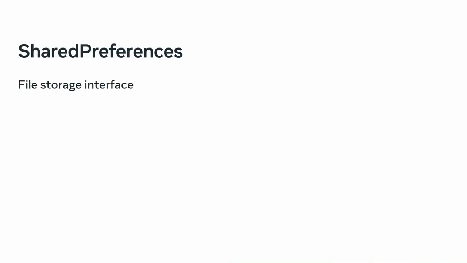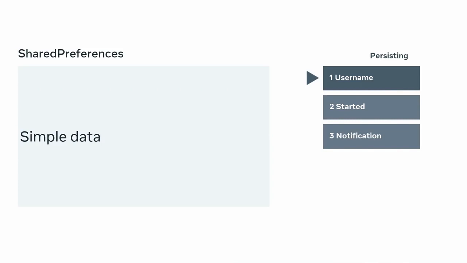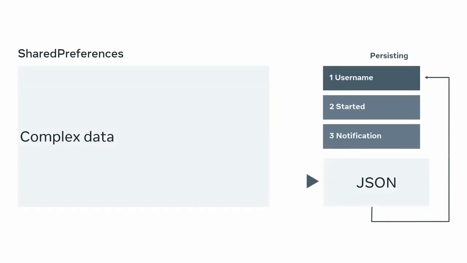Shared Preferences is a file storage interface that can be accessed from anywhere in your app where you have an Android context reference. Shared Preferences is ideal for persisting simple data that you only want to store as is, such as the name of the user, the last time the app was started, or user settings like a receive notifications preference. Thanks to Shared Preferences, support of strings, and your knowledge of JSON, you can persist more complex data structures as well. All you have to do is convert the data to JSON before persisting it and convert it back when you want to read it.